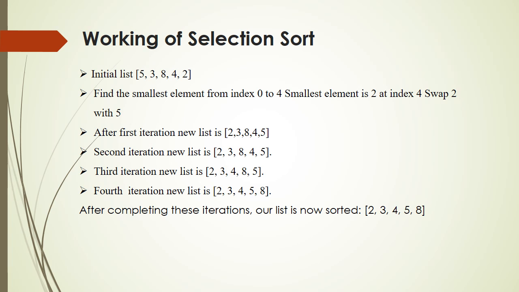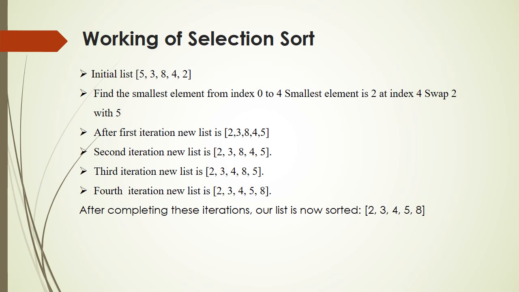In the first iteration, we find the smallest element in the list from index 0 to 4, which is 2. We swap 2 with the first element 5. Now the list looks like 2, 3, 8, 4, 5. In the second iteration, we find the smallest element from index 1 to 4, which is 3.